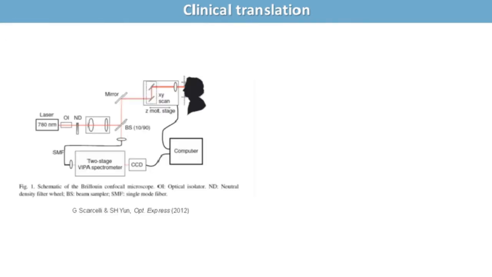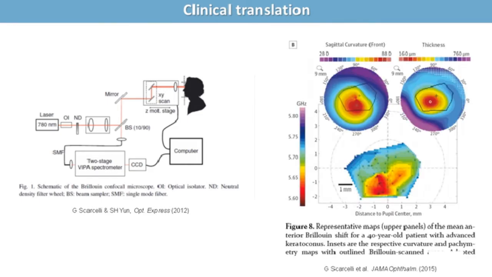In terms of clinical translations, important has been the first in vivo human application of Brillouin using a 780 nanometer laser through the scanning of the cornea, which has then led to a large cohort clinical trial for detection of corneal degeneration using Brillouin at the Massachusetts General Hospital.